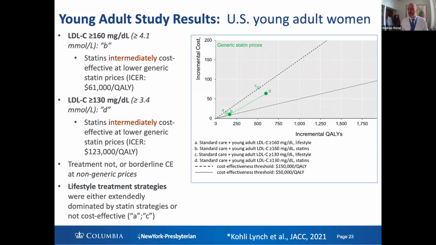So starting with young adult women, if we take the young adult women and treat those who have LDL cholesterol of 160 or above, statin treatment is intermediately cost effective. That's point B that shows up on the graph on the lower left. And then if we were to go further and add more patients so that we get those who have LDL cholesterol 130 or above, that would also be intermediately cost effective. You can see the ratio is $123,000 per quality-adjusted life year gained, so it's certainly on the borderline of something that you might be willing to pay for.